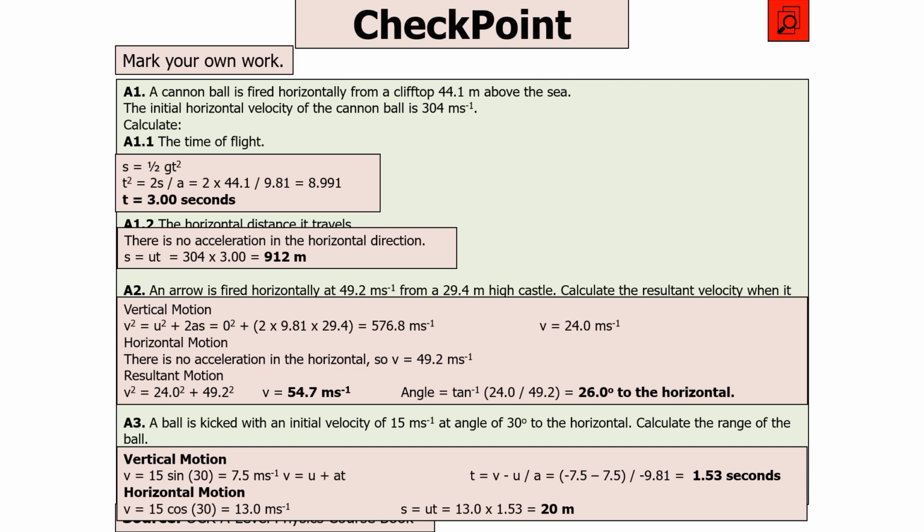t will be the same both horizontally and vertically, so now horizontally the velocity is 15 cos 30, but we've resolved it in the horizontal, so s equals ut, so it's 13 times 1.53, the time being the same in both the horizontal and the vertical, so the answer is 20 meters.